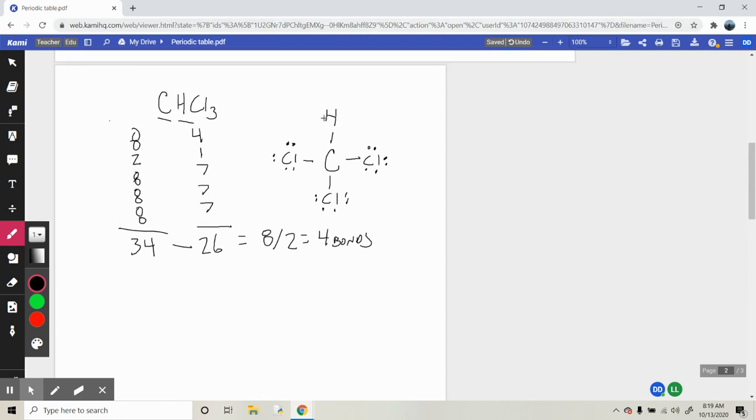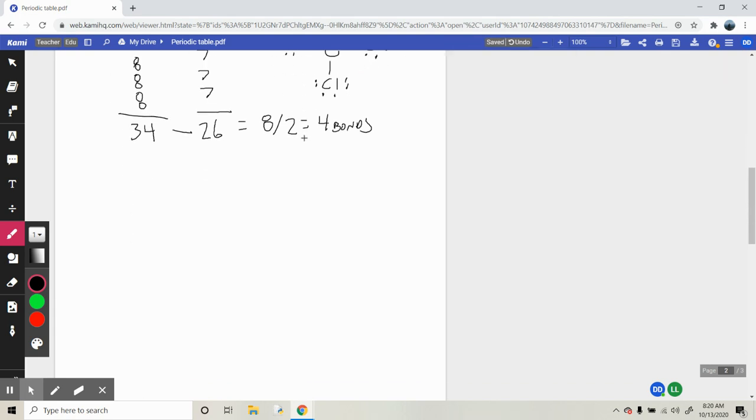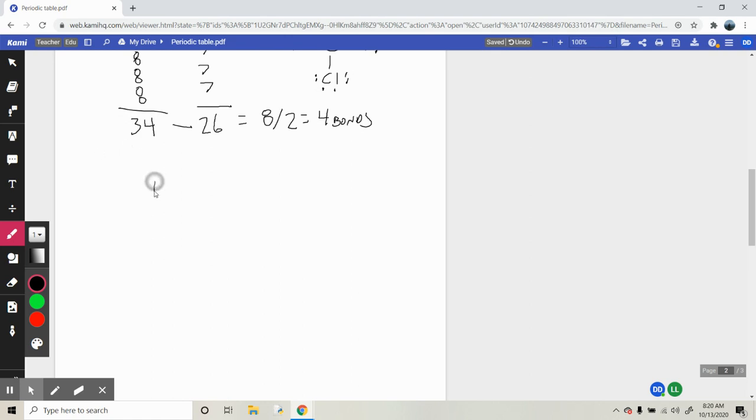First off, polar or nonpolar? Polar, right? There's an uneven pull here. If this was a chlorine, they'd all pull with the same strength and it'd be nonpolar, okay? But since we have a hydrogen here, these guys are going to pull with a stronger electronegativity. This guy not so much, so there's going to be an uneven distribution of electrons here. So this guy's polar.